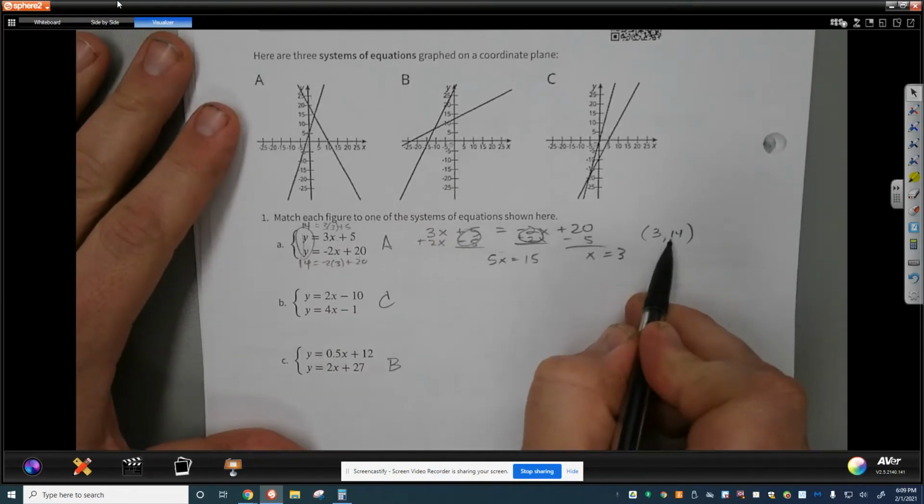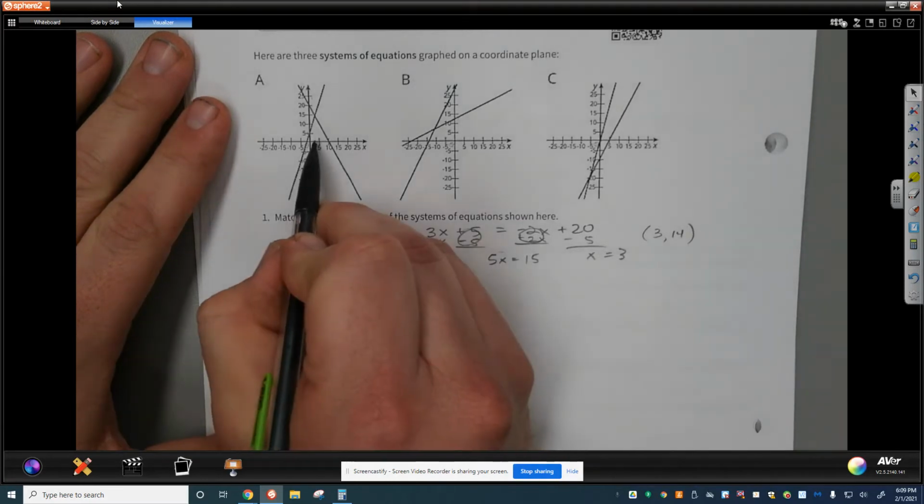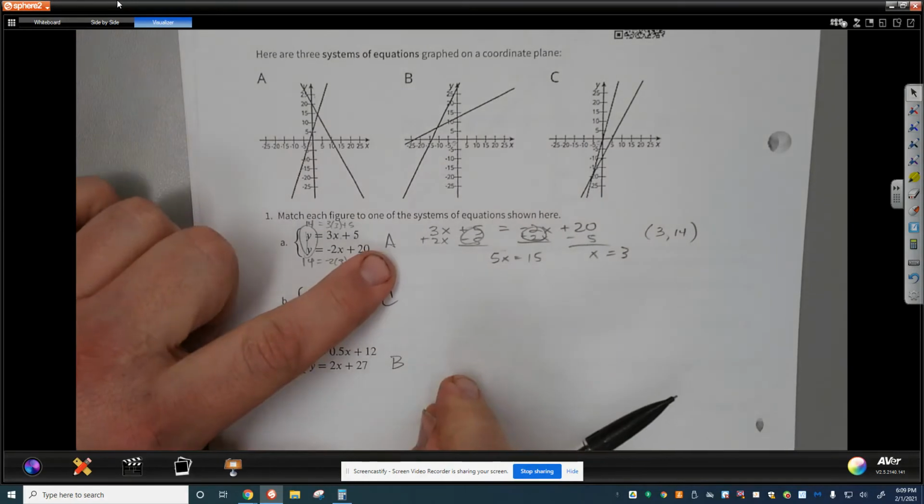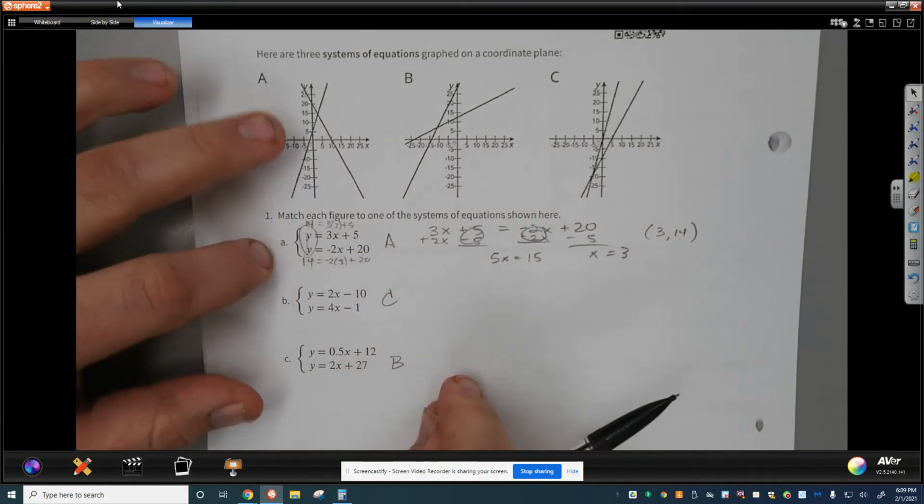I can take that ordered pair and I can simply say, where do those two lines intersect? This is the only spot that's reasonable for 3 and 14. So we've verified that A is really matched up with this one down here.